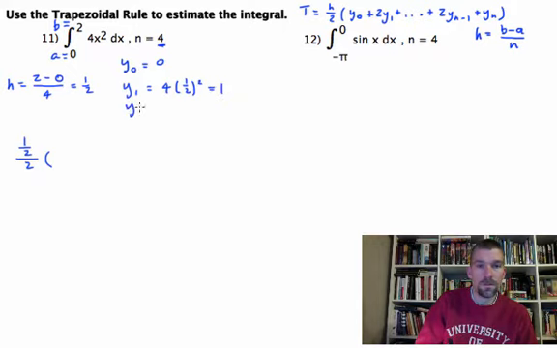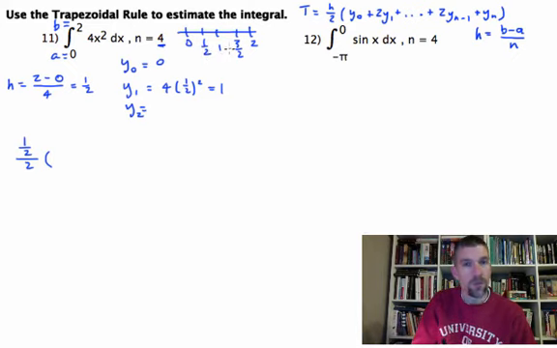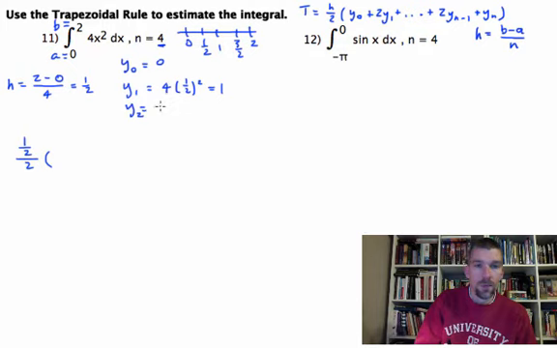y2 is going to be what happens when we are at 1, okay, because think about what we're doing here. If we're looking at a number line and we start at 0 and we have to get all the way over here to 2, we're breaking it into 4 equal pieces. So we want to know what the y-coordinate is when x is 0, what the y-coordinate is when x is 1/2, what the y-coordinate is when x is 1, when it's 3/2, when it's 2. And so what we're going to end up with is 4 times 1 squared. That's going to be 4.